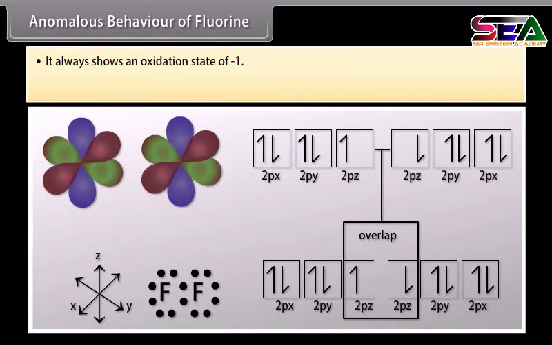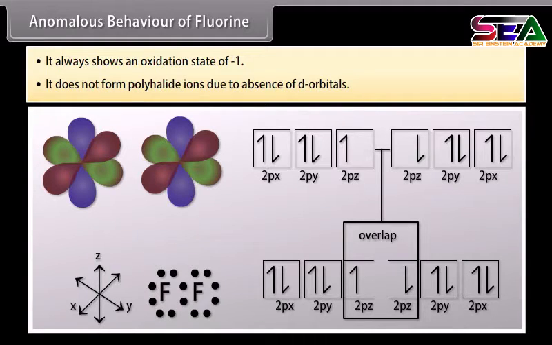It always shows an oxidation state of -1. It does not form polyhalide ions due to the absence of d orbitals.